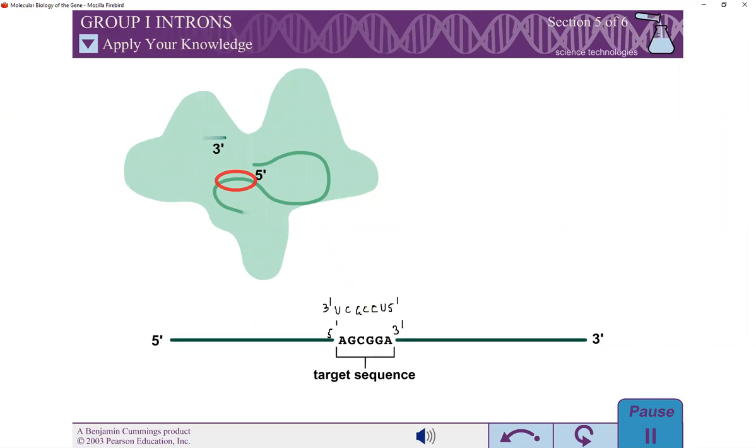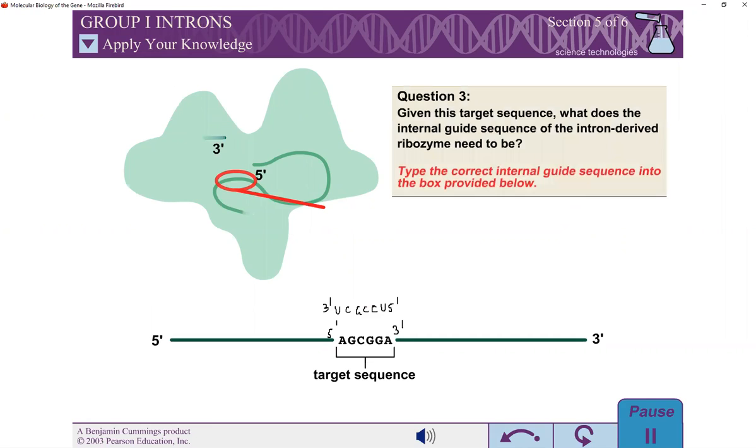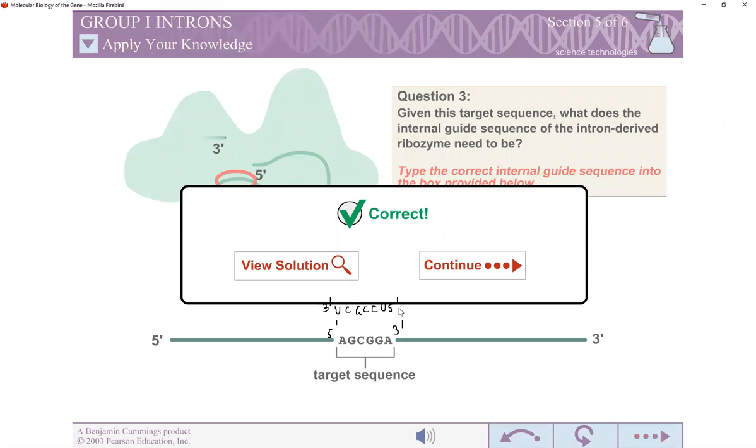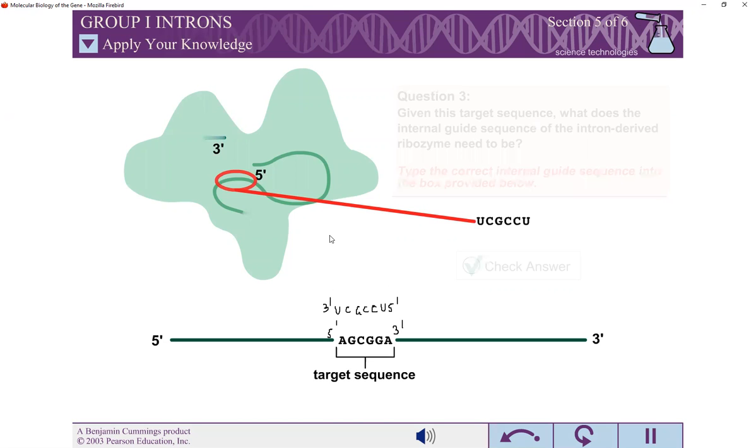Given this target sequence, what does the internal guide sequence of the intron-derived ribozyme need to be? It has to be something like UCGCCU. Okay, let me check this. Correct. Okay, so this is the sequence that has to be done.